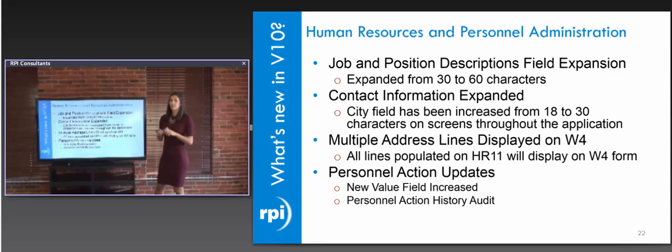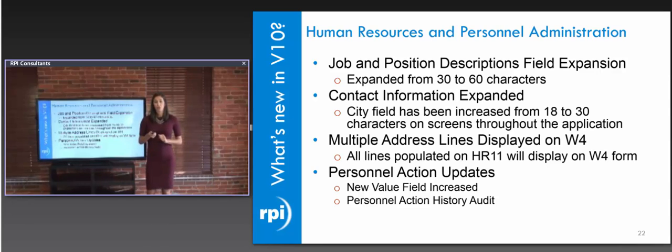Contact information, so the city field actually has been increased from 18 characters to 30 characters, and this is system-wide. This is not just within the HR application. Also, if you're printing out W-4s and an employee has multiple address lines filled in, like address 1, address 2, address 3, all of those lines will now display on the W-4.